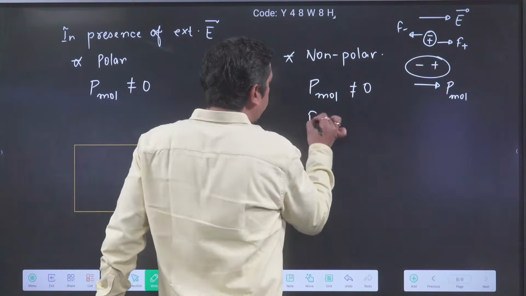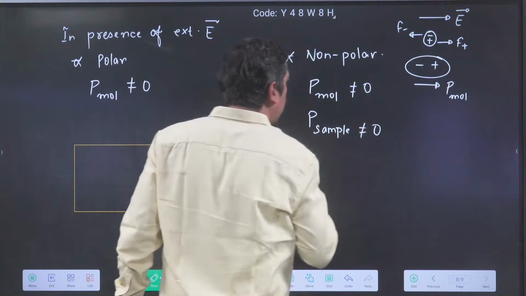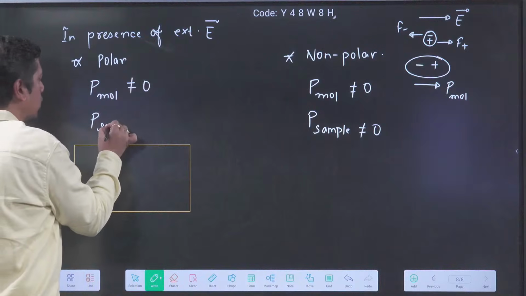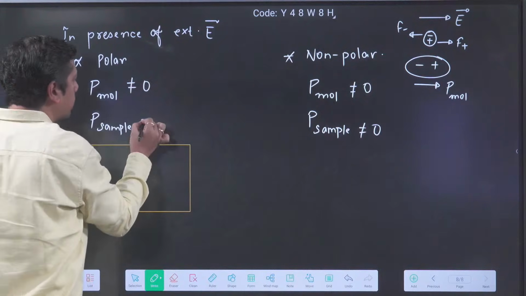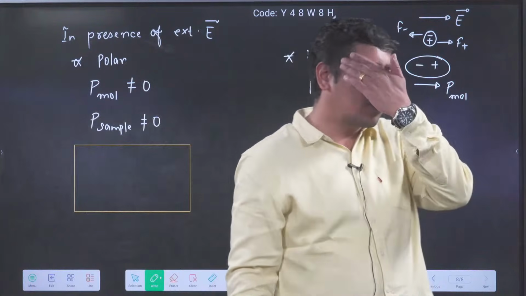And it will happen with all the molecules. So the sample dipole moment is also non-zero. Here it was already non-zero. But here the sample was zero, but in the presence of an external field, everything is non-zero. Now come to the polar first.